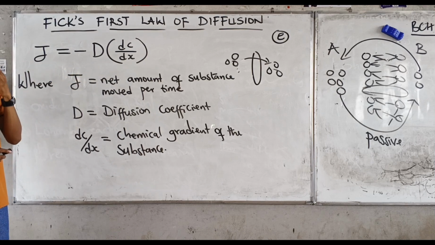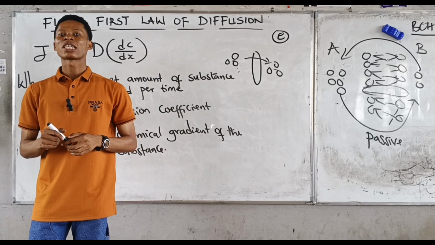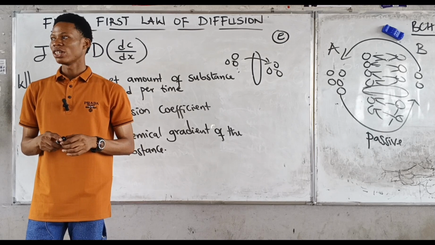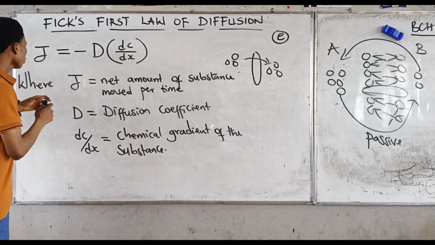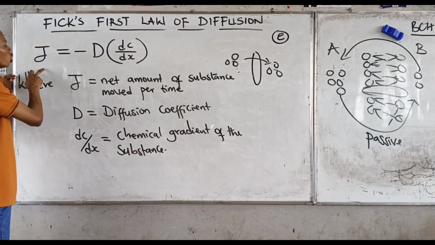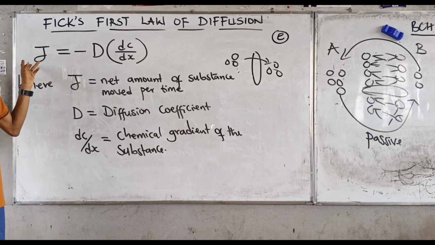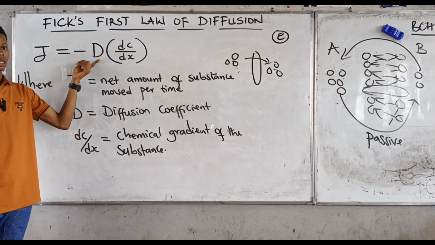Now the Fick's first law of diffusion is given as this. This is the formula. In mathematics, in calculus, you learn dy/dx, right? Is it not? dy over dx. Now, this symbol here is used to represent the net amount of substance moved per time. D here represents the diffusion coefficient.